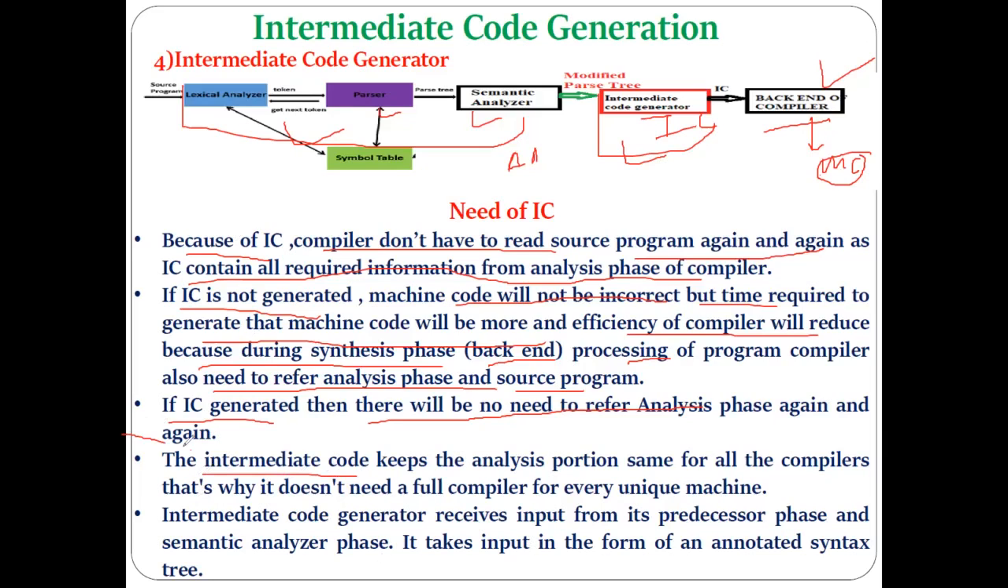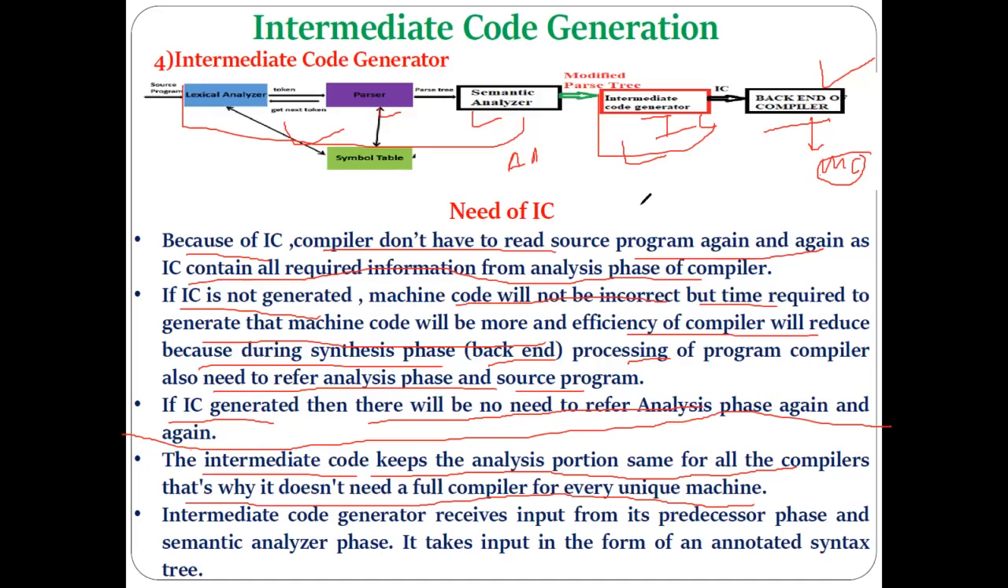The next important reason also comes under the need of IC. I am reading here, then I will explain. The intermediate code keeps the analysis portion the same for all compilers. That is why it doesn't need a full compiler for every unique machine. Now, what is the meaning of this sentence?